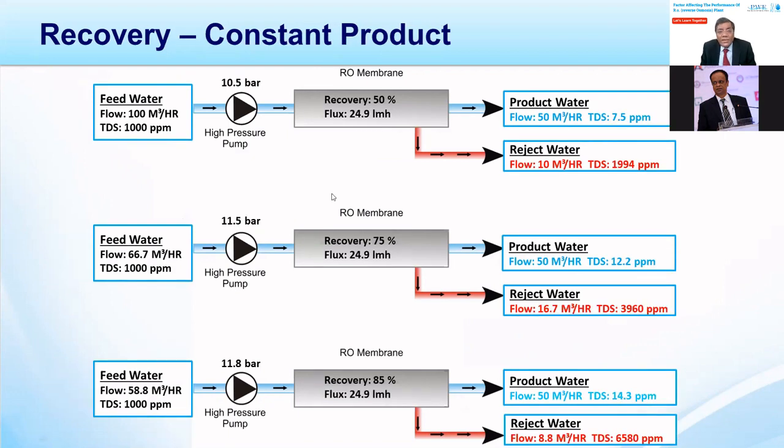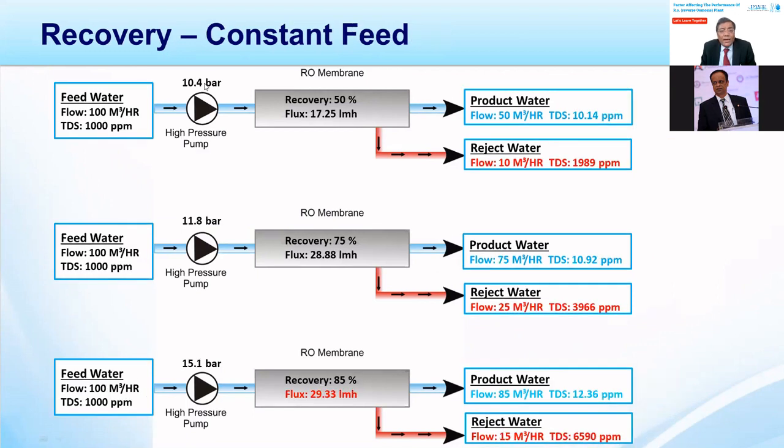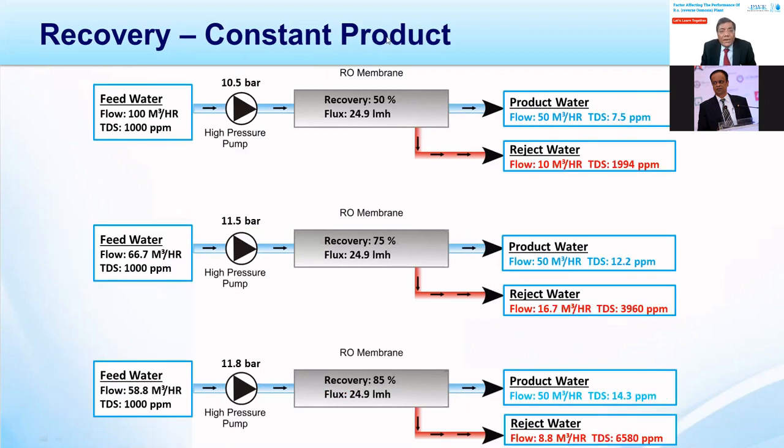Now, this is another slide, recovery. In the last slide we kept the feed constant, and in this slide we have kept the product constant. If we keep the product constant at 50 cubic meter per hour, you can see each stream. For product at 50% recovery, you need a feed of 100 cubic meter. At 75%, you will need 66.7. And at 85%, you will require 58.8.